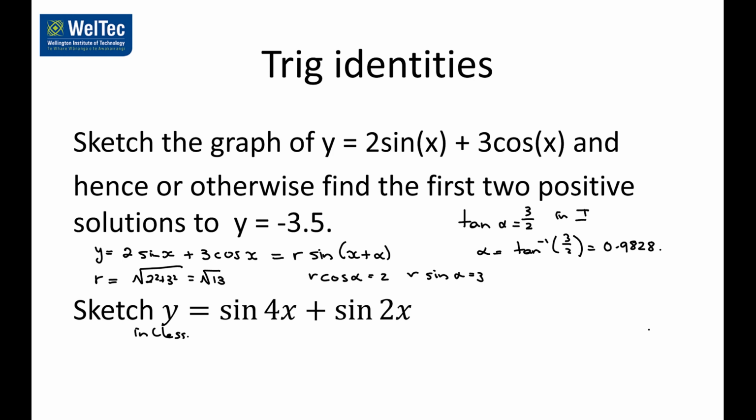So if we were to draw that, we'd need to have the time period. The time period is 2 pi, and what we've got now is alpha. Alpha is our shift to the left. So we're going to shift the curve to the left.